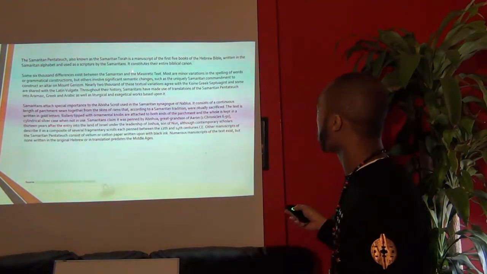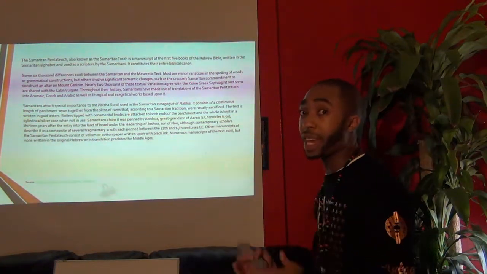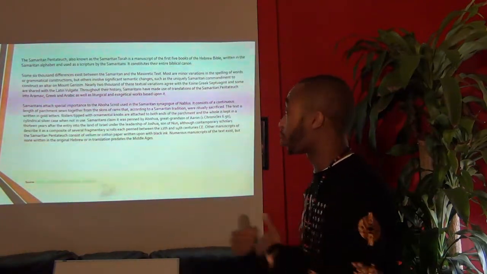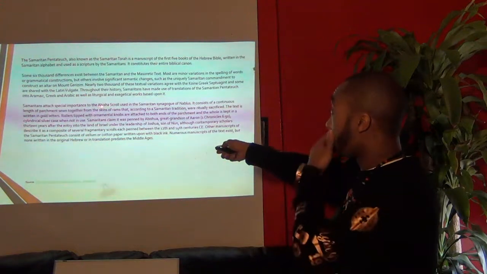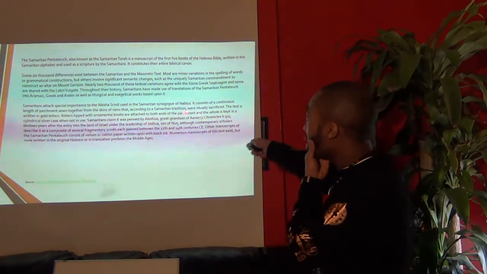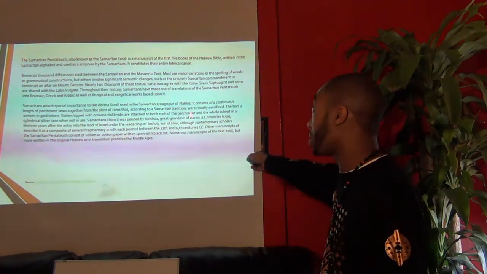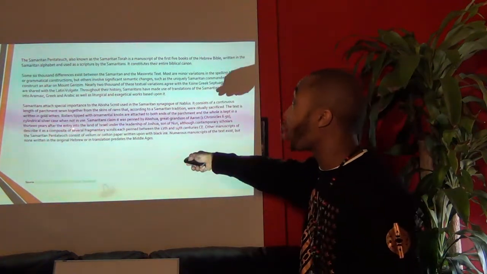Nearly 2,000 of the textual variants agree with the Koine Greek Septuagint and are shared by the Latin Vulgate, meaning that it came from a similar source as the Hebrew source that the Septuagint was derived from. The Samaritans attach special importance to the Abisha scroll used in the Samaritan synagogue at Nablus. It consists of a continuous length of parchment sewn together from the skins of rams that, according to the Samaritan tradition, were ritually sacrificed. The text is written in gold letters.